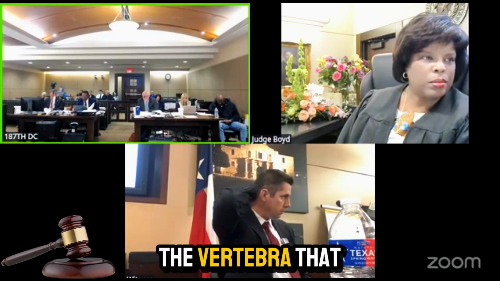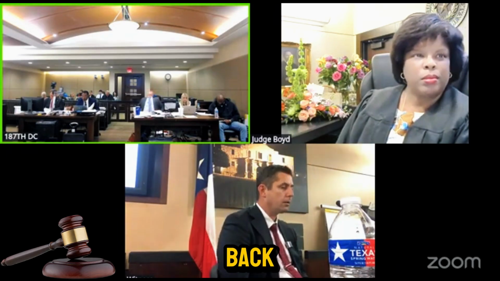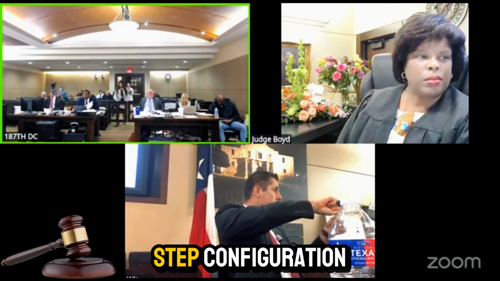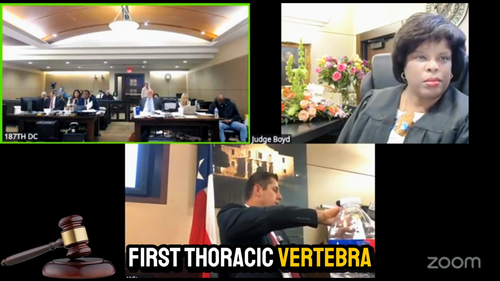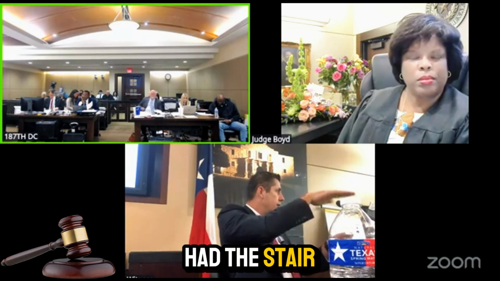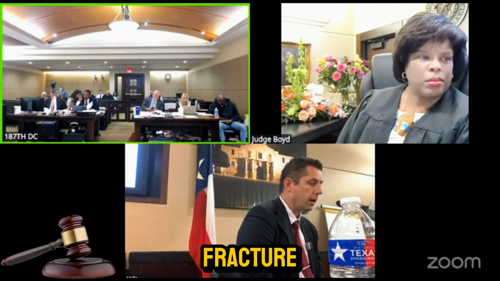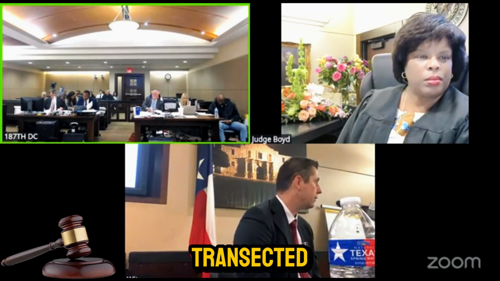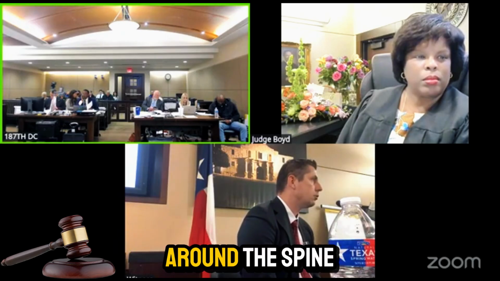That is the vertebra that you can sort of feel, the most prominent one there at the bottom of the neck, going down your back. That vertebra had been fractured and had a stair step configuration, is what we call it, with the vertebra below it, which is the first thoracic vertebra. So it had been fractured and they had moved apart from each other and sort of had this stair step configuration after having been entirely fractured. Along with that fracture, the spinal cord that passes through that area was also fully transected or torn completely through. And there was hemorrhage in the spinal canal and in the muscles and tissue around the spine.